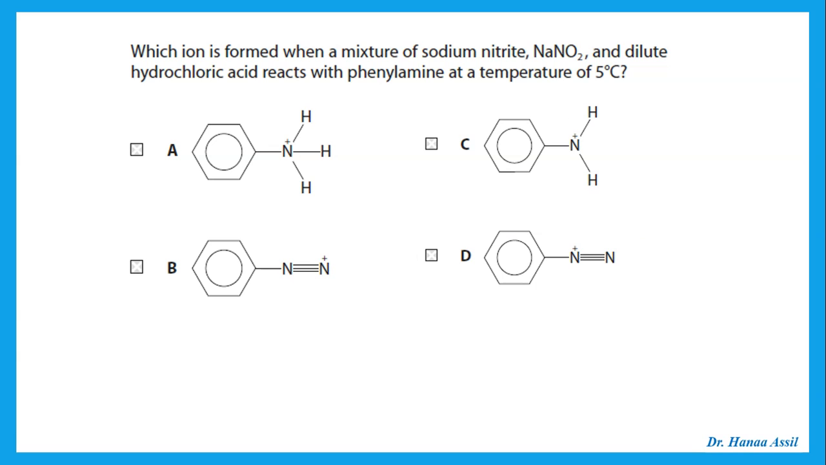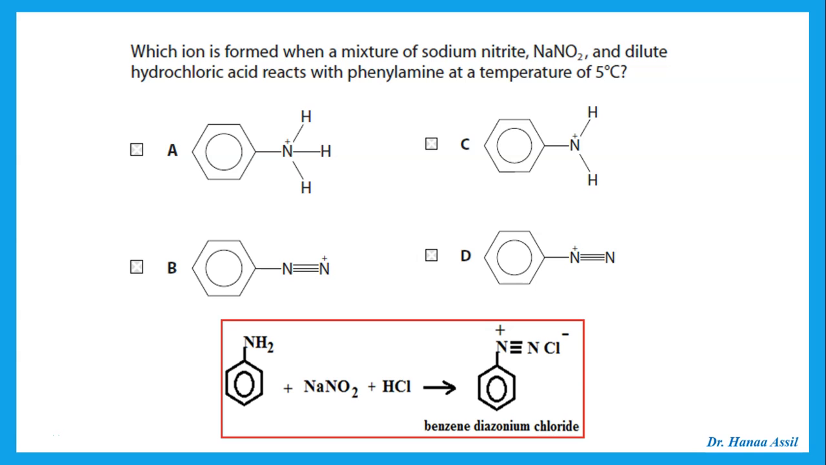This question says, which ion is formed when a mixture of sodium nitrite and dilute hydrochloric acid reacts with phenylamine at a temperature of 5 degrees Celsius? Remember, if you have an amine, phenylamine, and you react it with sodium nitrite in presence of dilute HCl at 5 degrees Celsius, this is a method of changing the phenylamine into a diazonium salt.